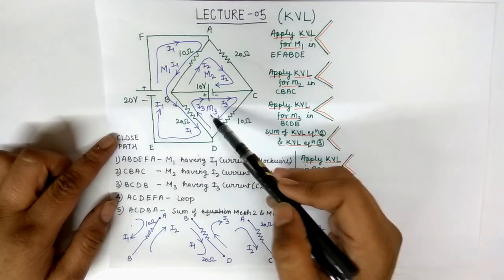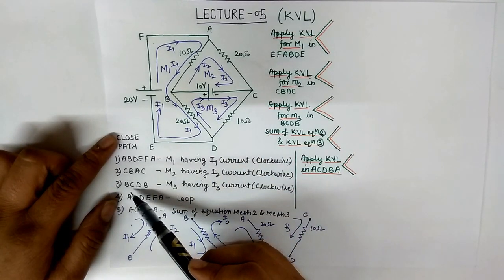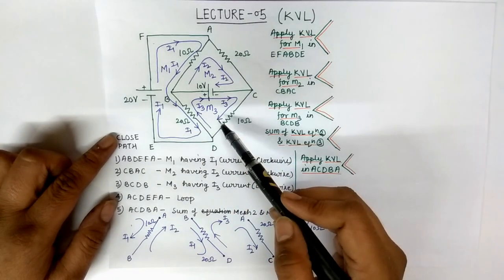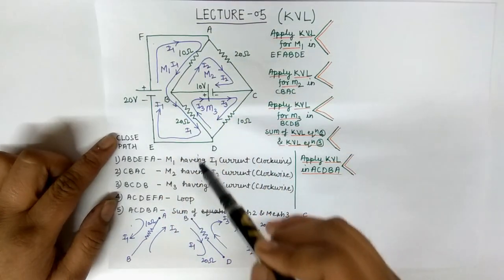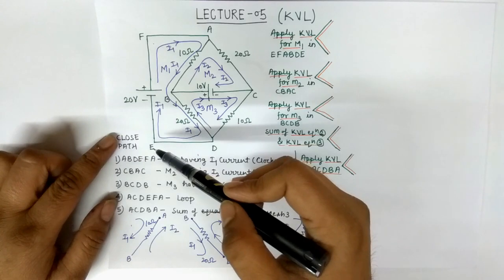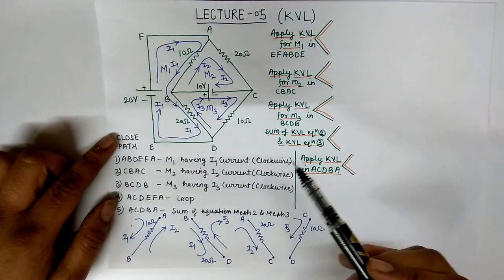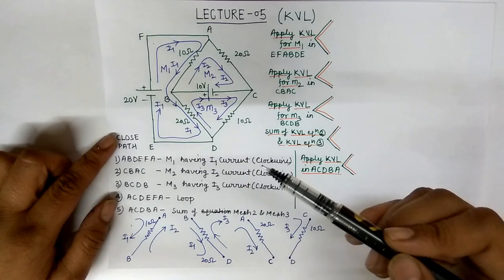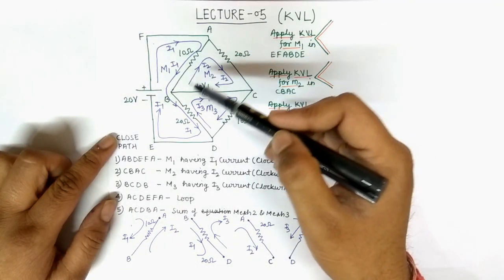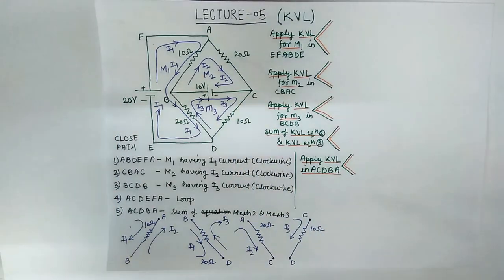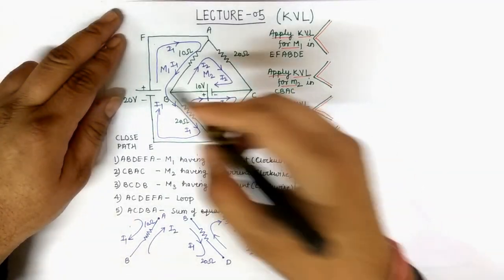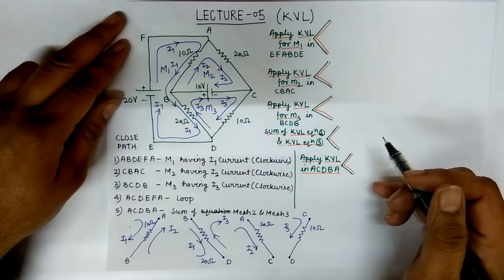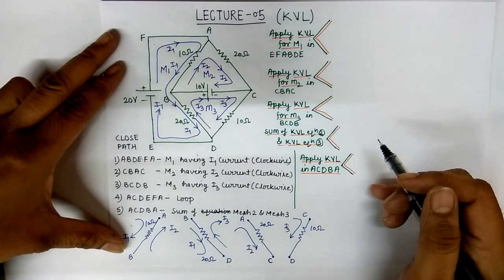In mesh number 3, we travel from BCDB and we consider current I3. And there is a loop A, C, D, E, F, A, and there is a mesh A, C, D, B, A. And we solve this question by assuming these closed paths. So after assuming all these currents, now we will denote some conventions as we discussed earlier.